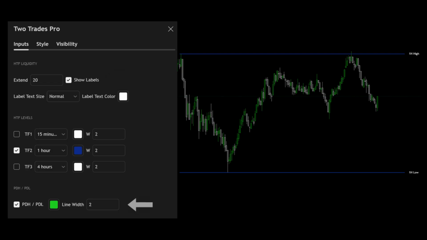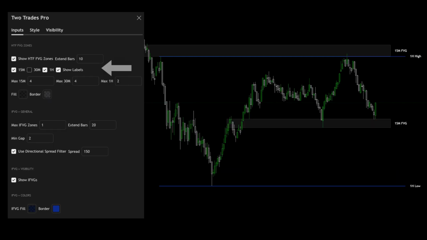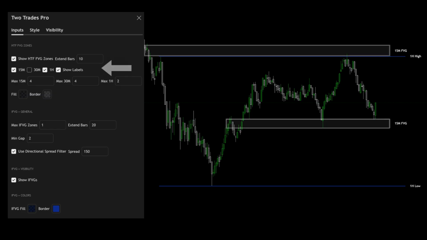Previous day high and previous day low are also included, as they are some of the most respected liquidity levels in the market. Also included are higher time frame fair value gaps. You can display 15-minute, 30-minute, and 1-hour FVG zones directly on the chart. These zones represent imbalances in price that may attract future reactions.